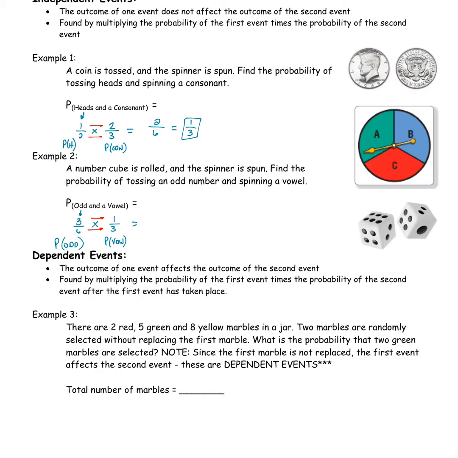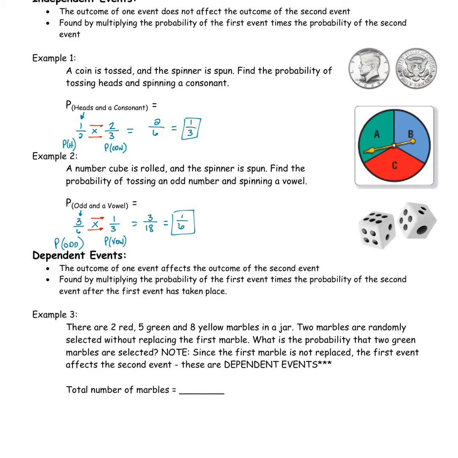3 times 1 over 6 times 3. If you can recognize cross cancel, go for it. Otherwise, 3 times 1 is 3, and 6 times 3 is 18. And then, of course, we always want to reduce our fractions when possible. So we get a probability of 1/6.